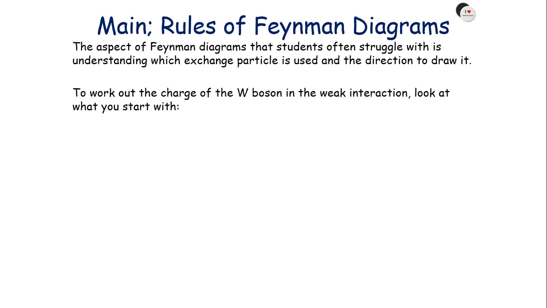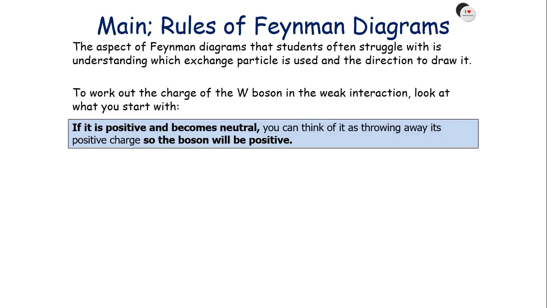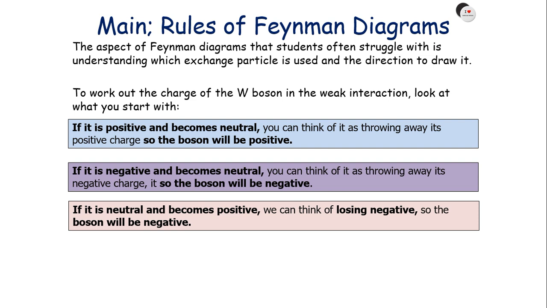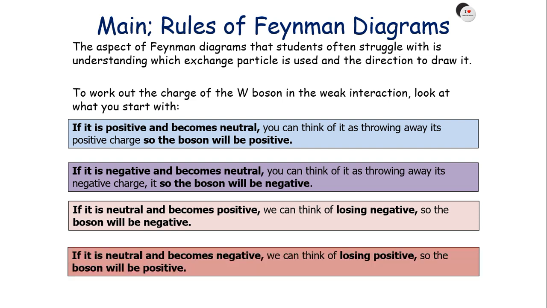So, now finally, to work out which one of the W bosons you would have in the weak interaction, look at your starting particle. If it's positive and it's become neutral, it's thrown away its positive charge, so we say it's the W positive boson. If it's negative and become neutral, it's thrown away its negative charge, so the W negative boson has been used. If it's neutral and become positive, it's lost its negative, so it's the W negative boson. And if it's neutral and becomes negative, it's lost its positive, so it's the W plus boson.